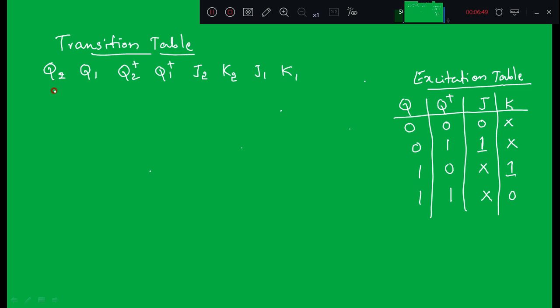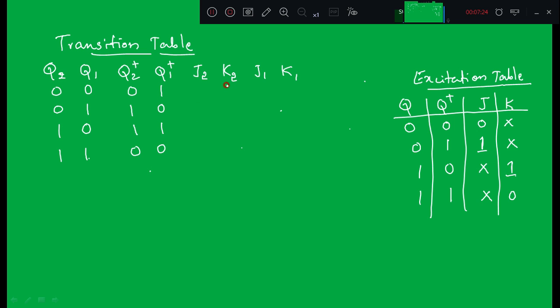Now, for the mod 4 counter, the counter value starts from 0 0, the next value is 0 1, the third value is 1 0, and the last value is 1 1. So after 0 0, what we will get is 0 1. The next state after the 0th state will be equal to 0 1. Suppose the previous state is 1, the next state will be 1 0, the third state will be 1 1, and after 3 we will again go back to the initial state, that is 0 0.